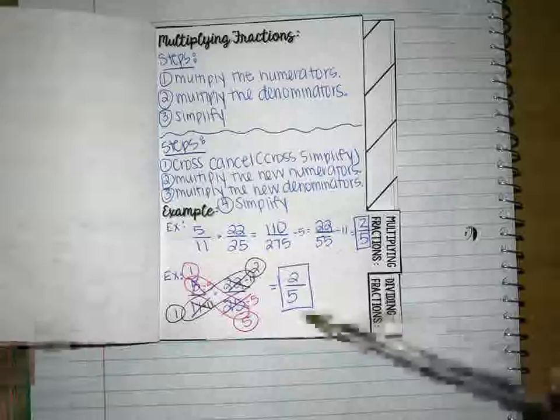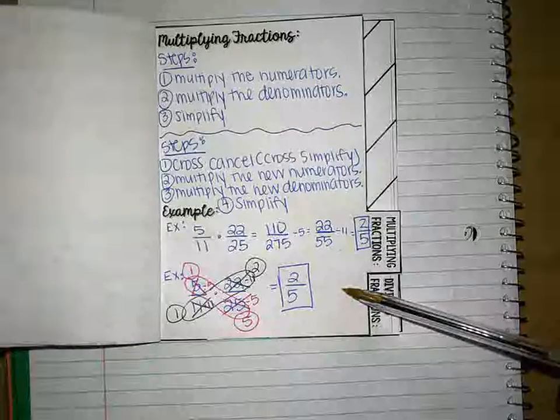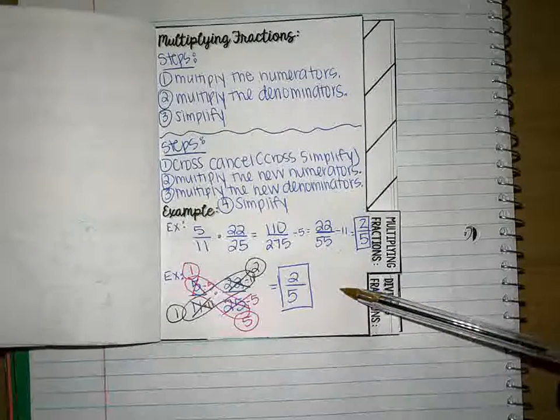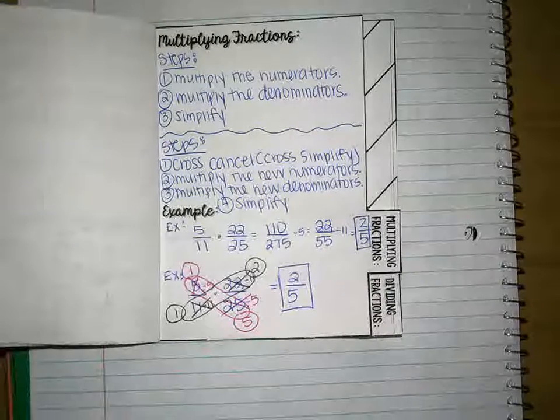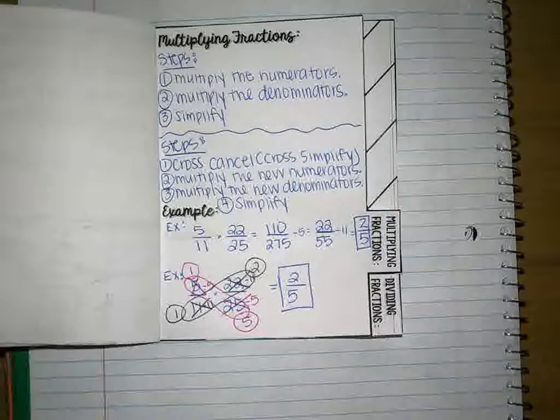So what's my answer? 2/5. Did we get the exact same answer? Yes, we did. Because you can do either way and you will get the same answer as long as you do the math correctly. Is that understood?